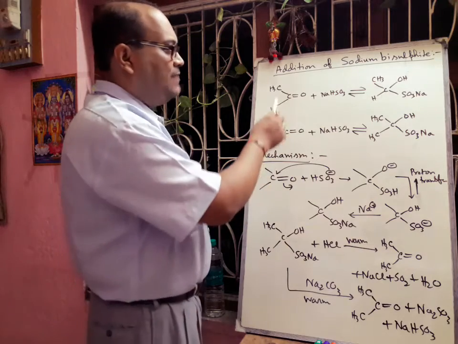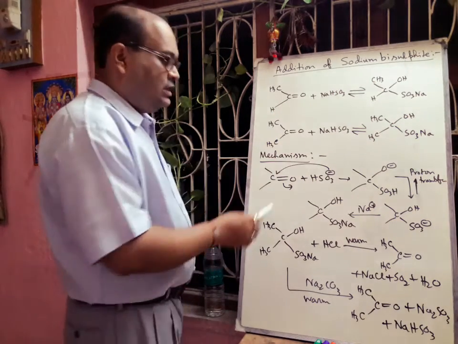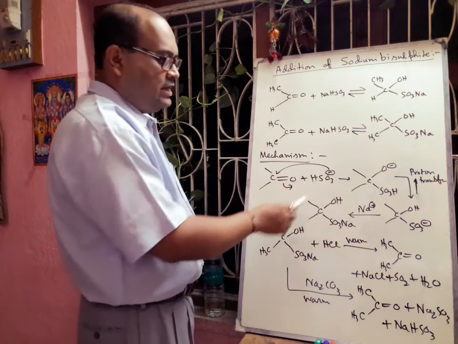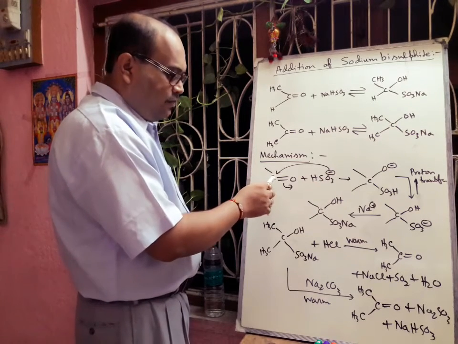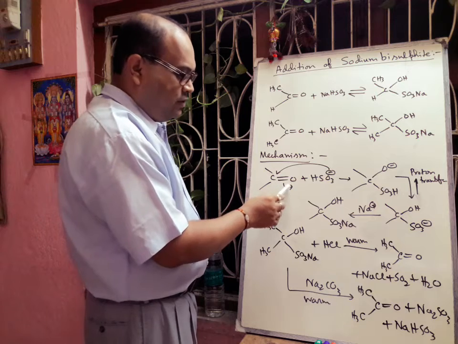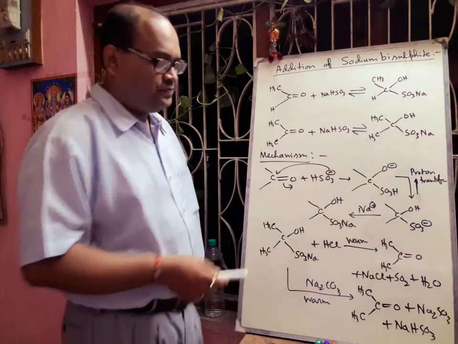This reaction is valid both for aldehydes and ketones, and there will be addition of sodium bisulfite. First NaHSO3 will dissociate to Na+ and HSO3-. This HSO3- is the nucleophile that will attack the positive carbon center, and the pi bond will break. So it will form this type of product.